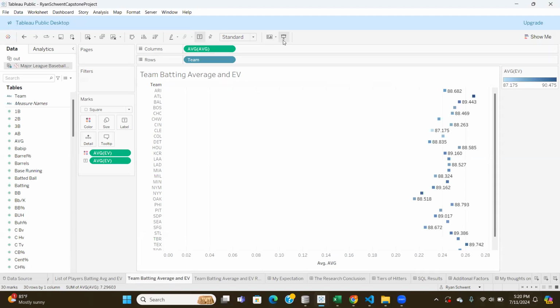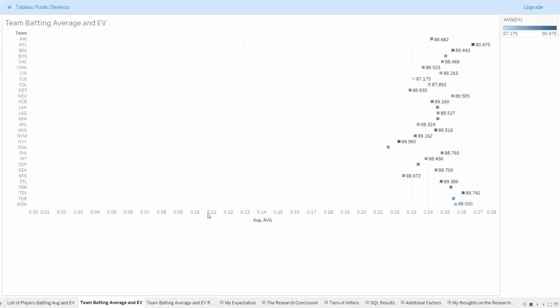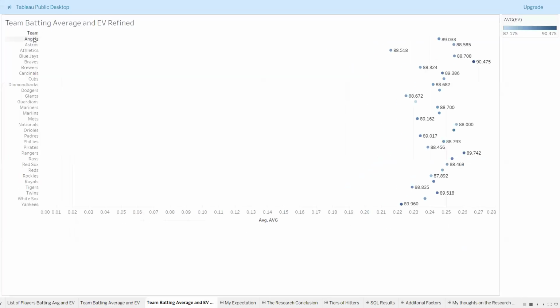And I just want to show what I did with that. So you can see here how they're listed. And then after I put in my Python code, you can see now it's all the actual team names that were listed. And you can see their averages and their exit velocities, and it just looks better in my opinion. It's very interesting to see the differences between the teams.